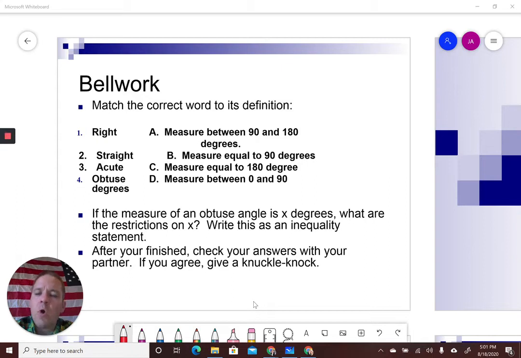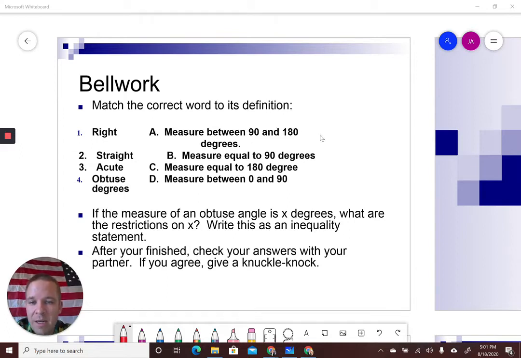All right, I don't always do bell work in these videos, but I felt like this one was pretty important and quite exciting, if I'm being honest here. We're talking about angles: straight, acute, and obtuse. Okay, so let's do a little matching, because these are going to frequently come up.